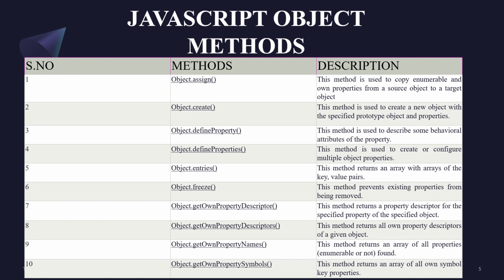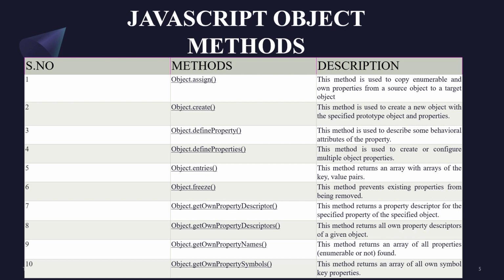JavaScript object methods. As you can see, there are various object methods with a description. The first one we can take is Object.assign. This method is used to copy enumerable and own properties from a source object to a target object. Object.create. This method is used to create a new object with a specified prototype object and properties. Object.defineProperty. This method is used to describe some behavioral attributes of the property. Object.defineProperties. This method is used to create or configure multiple object properties.